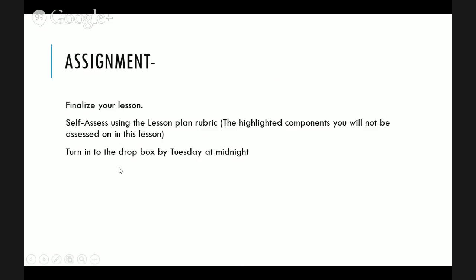Then remember to turn it into the Dropbox by Tuesday at midnight, or if you feel like you need extended time based on the lateness of being able to watch this lecture, shoot me an email and we'll talk about a time that you can turn that in that's reasonable for you.